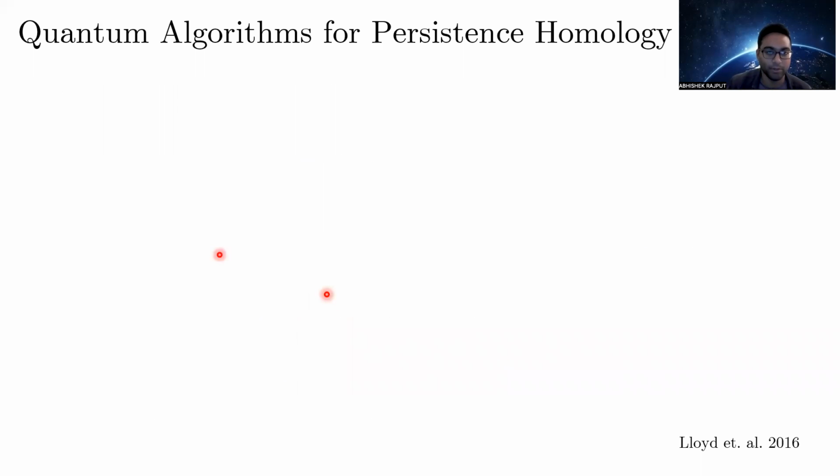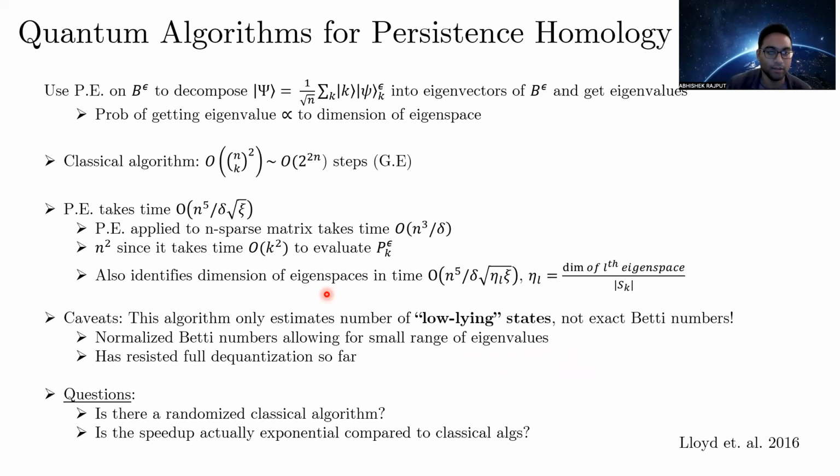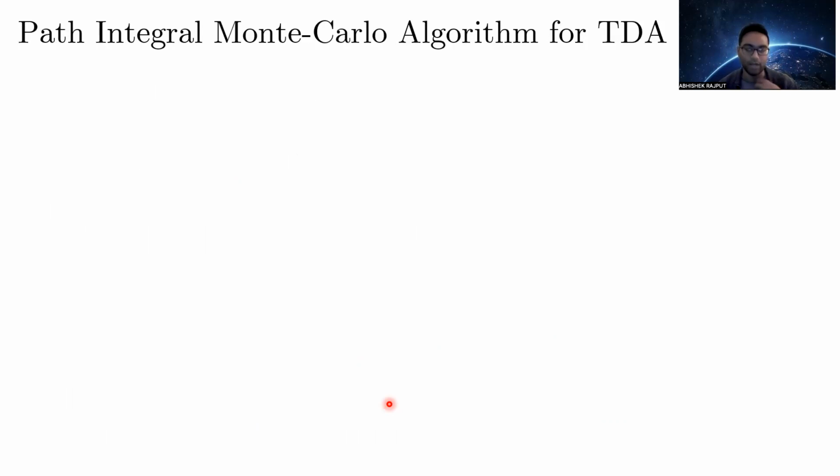Once this algorithm came out, there was a lot of skepticism that they were not really comparing to the right type of classical algorithm. And I mentioned over here, is there a randomized classical algorithm? Because Gaussian elimination is a deterministic algorithm. It's a very brute force algorithm where you diagonalize a large matrix. And if you come up with a randomized classical algorithm, that would be a much more valid comparison to make between the quantum algorithm proposed here and some classical algorithm like Gaussian elimination. So this is where my advisor and I worked for the past couple of months to develop a path integral Monte Carlo algorithm for doing this topological data analysis.